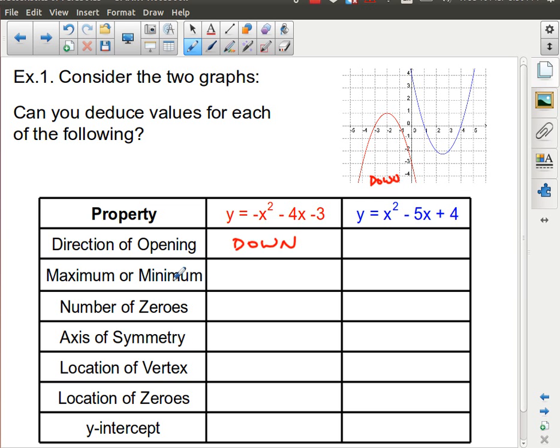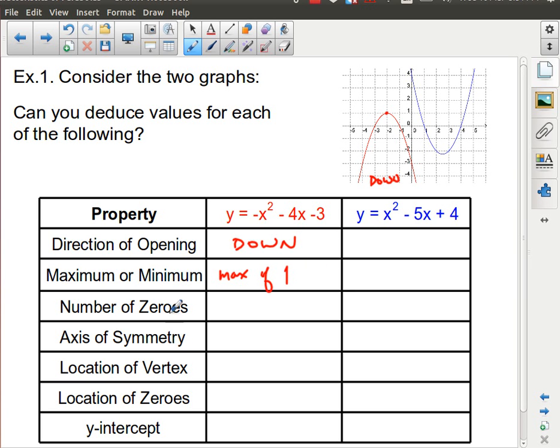And is it a maximum or a minimum? Well, in this case, we see it is a maximum value. This is the highest point, and that occurs at 1. So this one is a maximum, and it is a maximum value of 1.